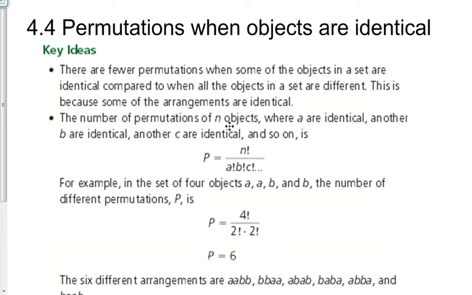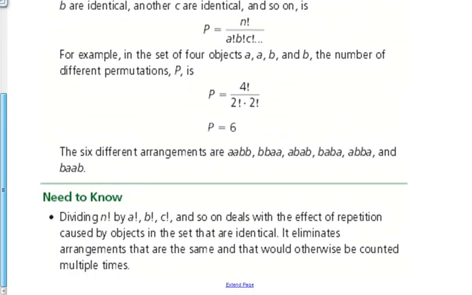The number of permutations of n objects where A are identical and another B are identical and another C are identical and so on is P equals n factorial divided by A factorial, B factorial, C factorial, etc. For example, in the set of 4 objects A, A, B, and B, the number of different permutations P is equal to 4 factorial divided by 2 factorial times 2 factorial. This is because we have 2 A's and 2 B's. P is equal to 6, and there are the different combinations.